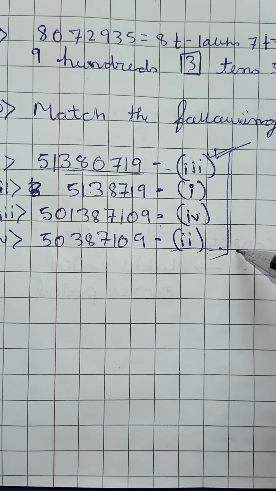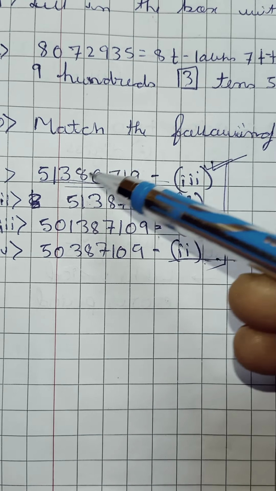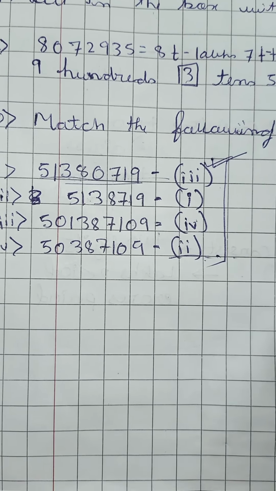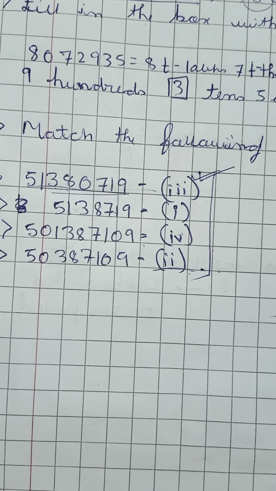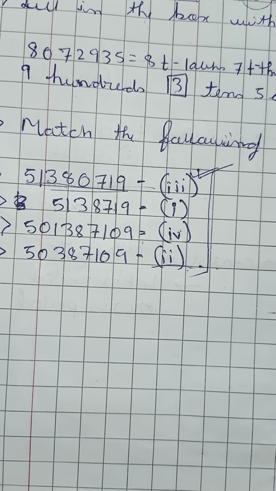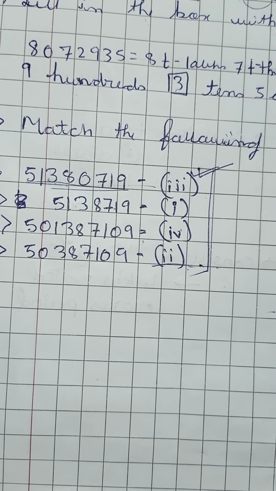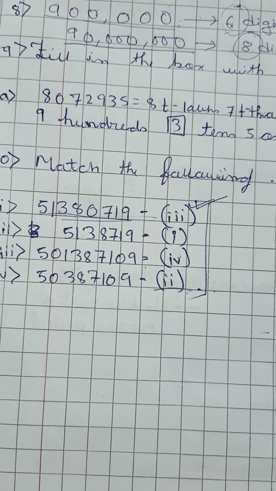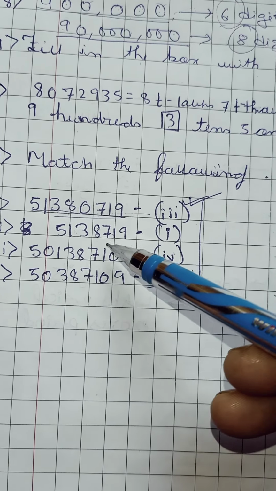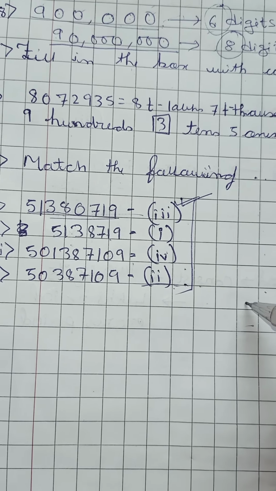Here you have to do the matching. Matching with what? You have to match the numerals with the given words. Suppose I take the first one. What will be the answer of the first one? That will be 5 crore 13 lakh 80,719. So like this you have to see and match the correct numerals with the correct words.